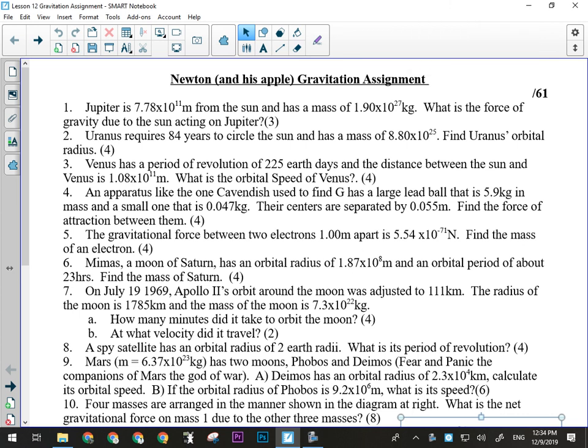So this will be your last summative assessment in this unit. The first half was the circular motion assignment, which you guys did really well on. There's no reason why you can't do just as well on this one, because really there's only about 3 major topics on it: universal gravitation, satellite motion, and gravitational field strength, and that's it.